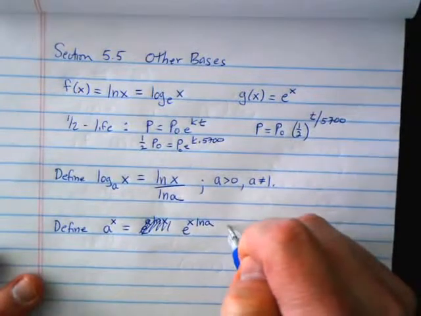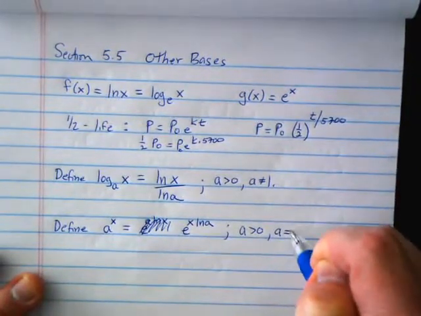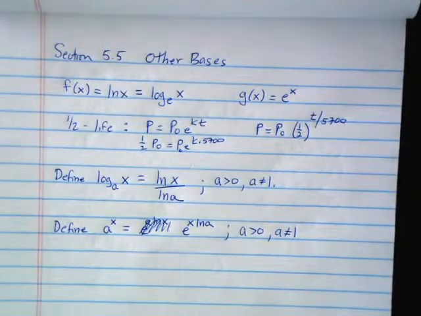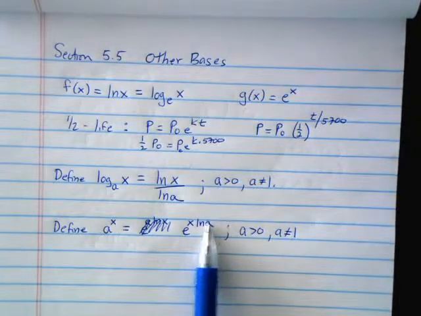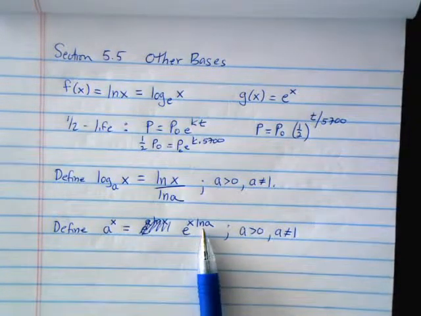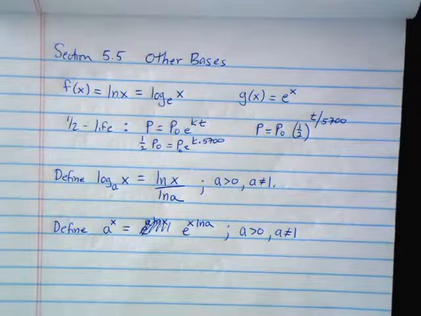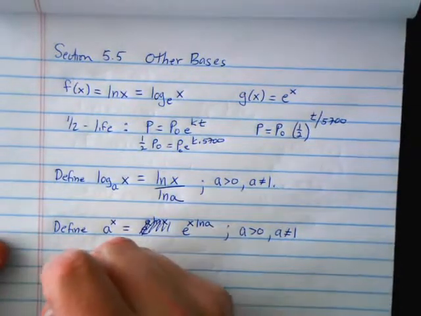Once again, a has to be a positive number. A cannot be 1. How come a has to be a positive number? Because we have an ln and we can only plug positive numbers into ln. How come a cannot be the number 1? Natural log of 1 is 0, so this e to the 0 thing would just be the number 1, and that's not a very interesting function, is it? Just a straight horizontal line. Not very good.